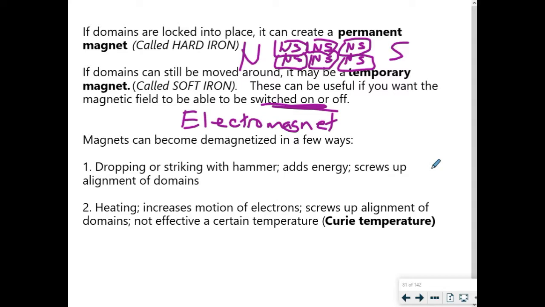Has anyone ever heard of an electromagnet? An electromagnet is very powerful, not only because you can really increase its strength and make it a really strong magnet, but you can just all of a sudden flip a switch and it's not a magnet anymore. The classic example is you go to a junkyard and there's the big magnet that comes down and attaches to the top of a car, right?